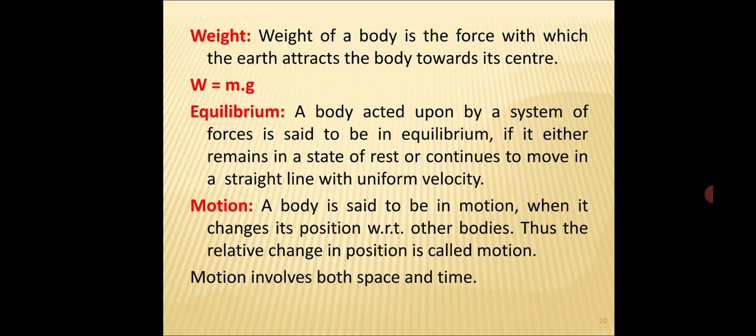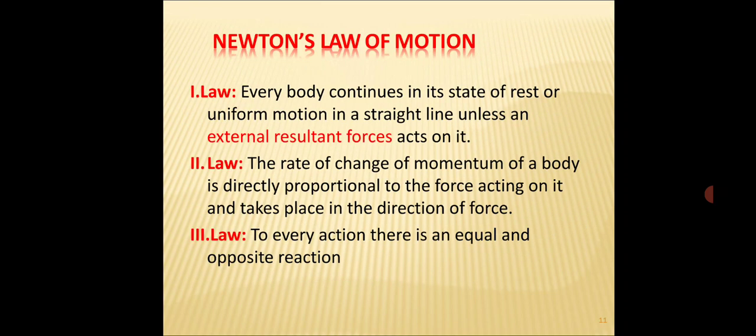So next one is equilibrium. A body acted upon by a system of forces is said to be in equilibrium if it either remains in its state of rest or continues to move in a straight line with uniform velocity. That is equilibrium. The next one is motion. A body is said to be in motion when it changes its position with respect to another body. Thus the relative change in position is called motion. Motion involves both space and time.